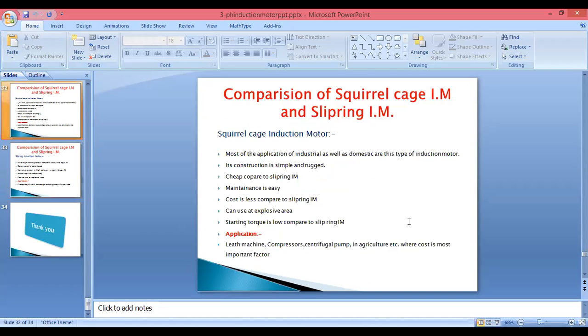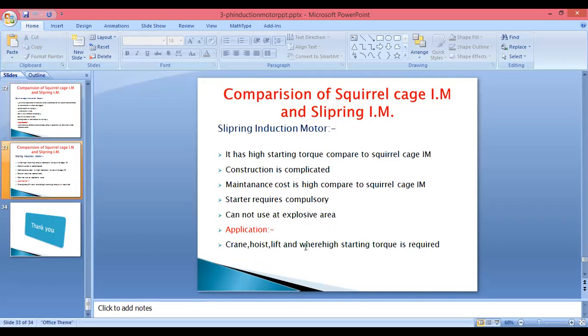And if you see the applications of squirrel cage, we can use the squirrel cage induction motor in the agriculture where we will require low starting torque and we will require cost will be minimum. So we can use the squirrel cage induction motor in the machines, compressors, centrifugal pump, where you will be supposed to pay low cost as compared to the cost for the slip ring induction motor. Remaining we will see in the next class.